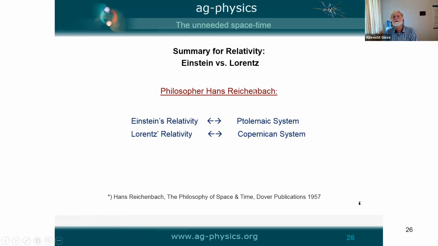So here is another summary from the German philosopher Hans Reichenbach. He cooperated several times with Einstein and has written some books about relativity. And he has made the following analogy. He said we can see Einstein's relativity as analogous to the Ptolemaic system and Lorentz's relativity as analogous to the Copernican system. And that is also what I feel. I think this is a good description of the situation.